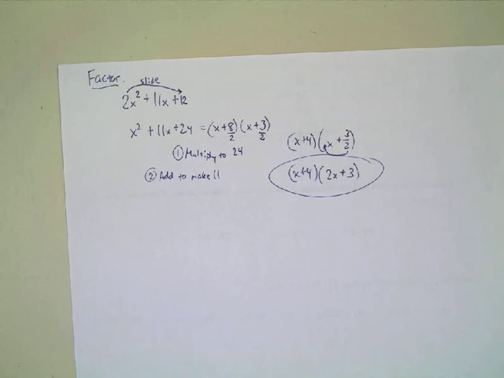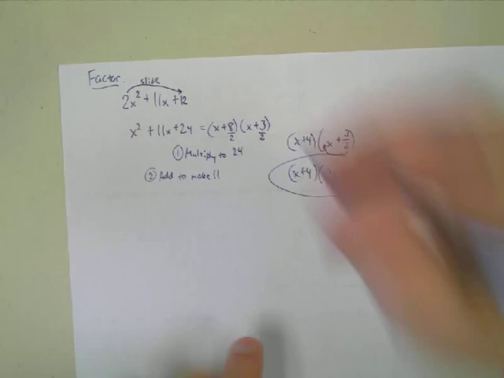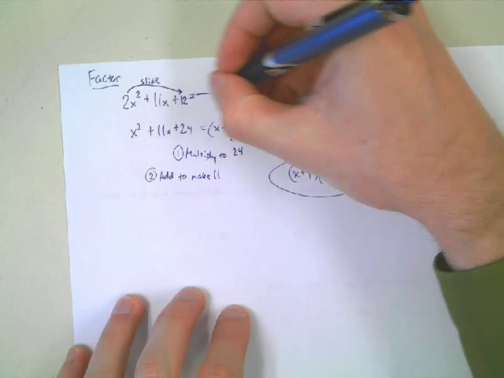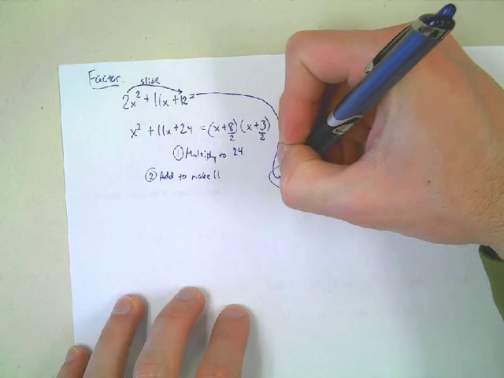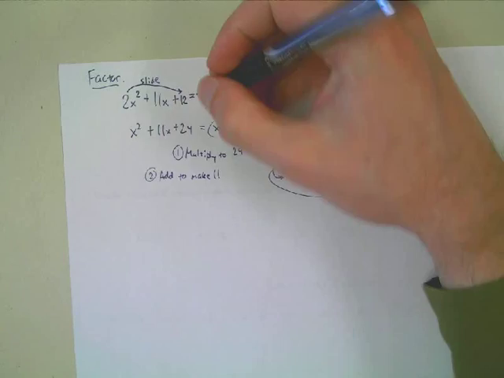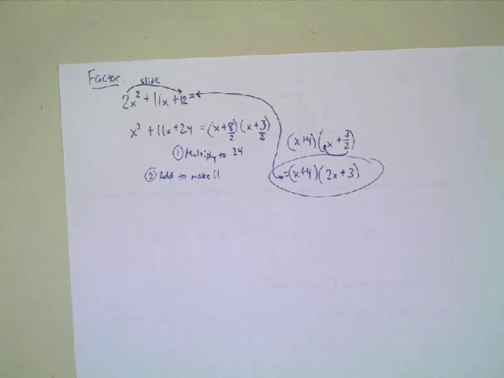This and this are equal. Okay, those two things are equal.